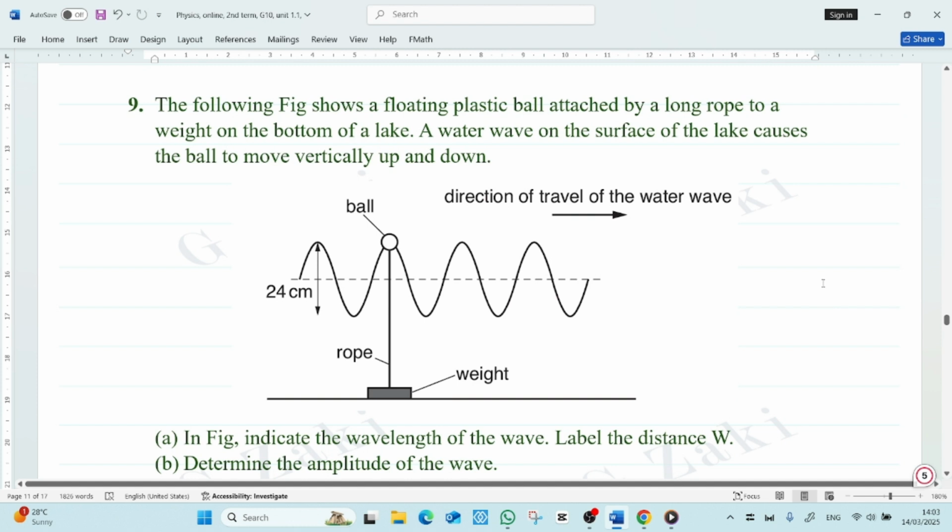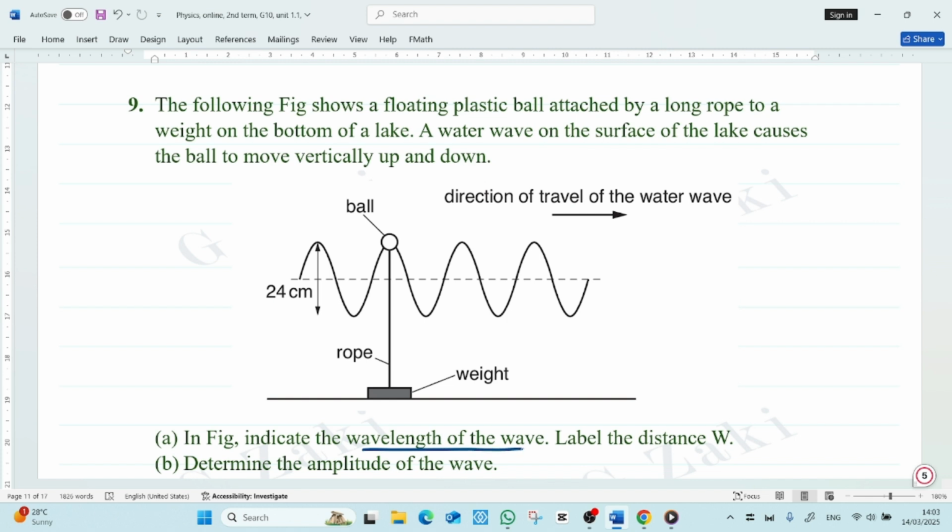The following figure shows a floating plastic ball attached by a long rope to a weight on the bottom of a lake. A water wave on the surface of the lake causes the ball to move vertically up and down. Of course, this is a transverse wave, and this is the direction of travel of the water wave. In the figure, indicate the wavelength of the wave. Label it with W. We can take this, the distance between 2 crests. It's W. So this is the wavelength.